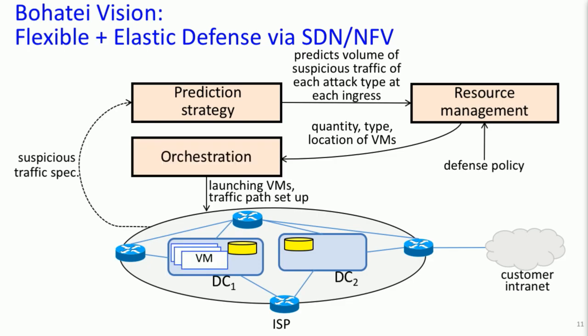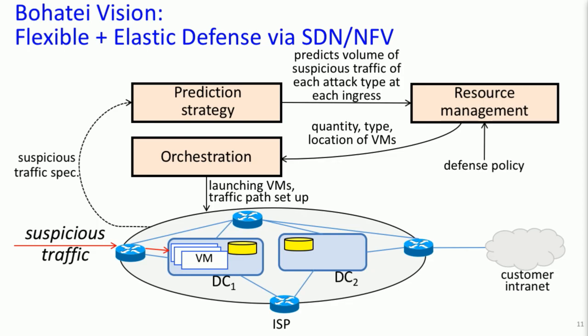And finally, having made these decisions, we also need an orchestration mechanism which effectively enforces these decisions by setting up the forwarding rules across the network and actually launching the VMs. And the net effect of doing all of this will be that when suspicious traffic arrives, we can use the power of SDN to flexibly steer traffic to one of these data centers. And inside the data center, we can make sure suspicious traffic goes through the intended sequence of virtual machines, depending on our defense policy.